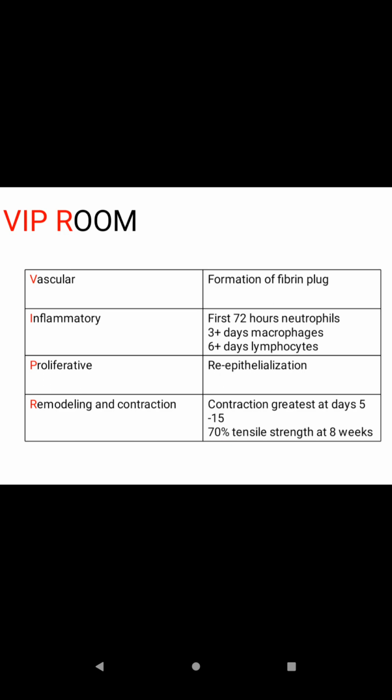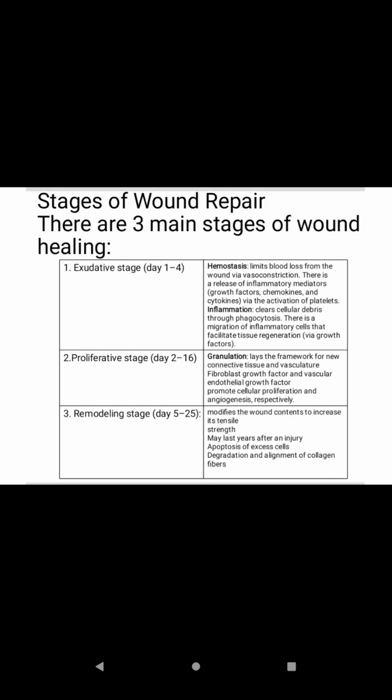Then remodeling or contraction involves contraction, which is greater at 5 to 15 days, but by 8 weeks we have 70% of the tensile strength recovered. Now, stages of wound healing. There are 3 main stages of wound healing.